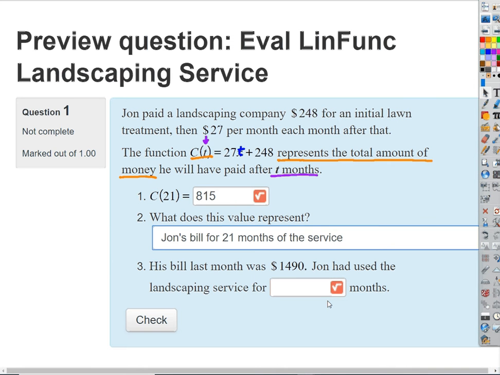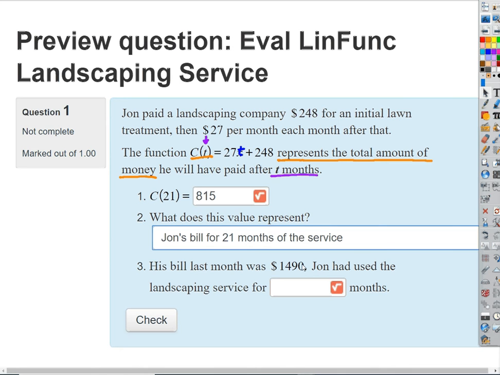Okay? Okay, last one. His bill last month was $1,490. John had used the landscaping service for blank months. How are you going to do that? Subtract 248 and then divide it by 27. Okay, but how are you getting there? What are you doing?